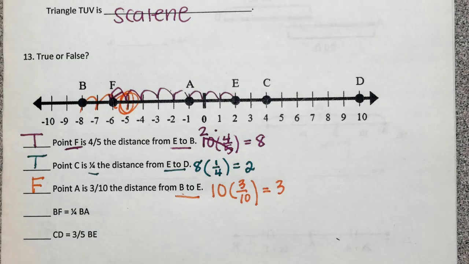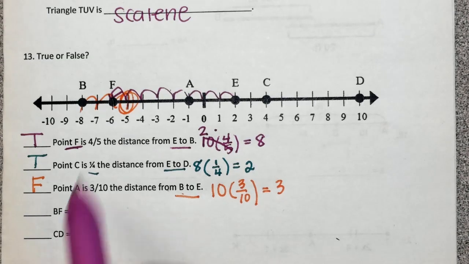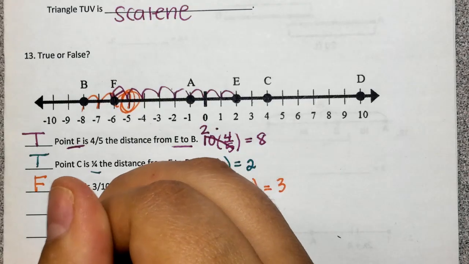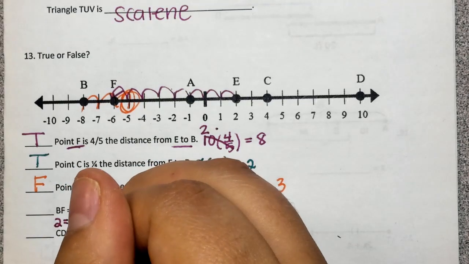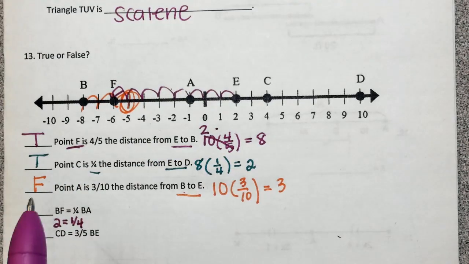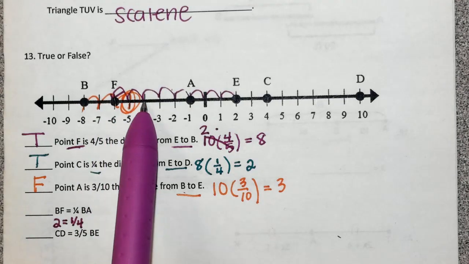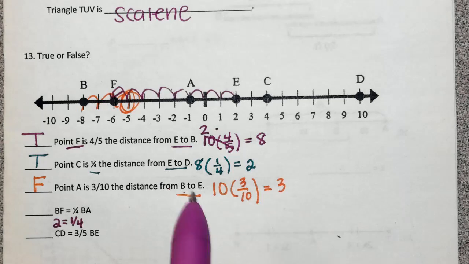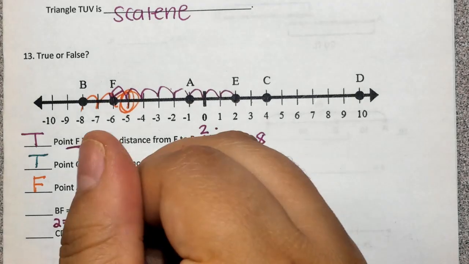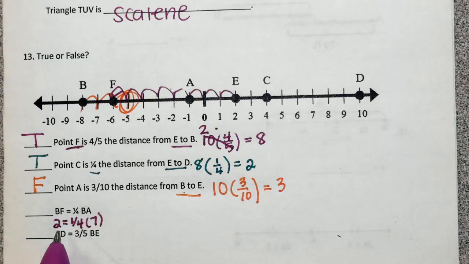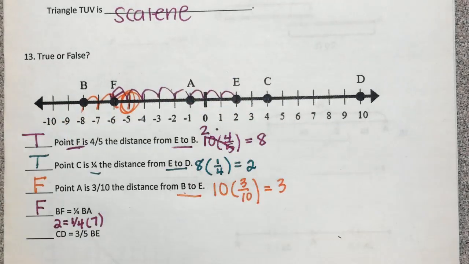And then the next ones you just need to measure. BF is how far? B to F? 2. What's B to A? 7. Is 7 1/4 of 7? Is that 2? So that's false.